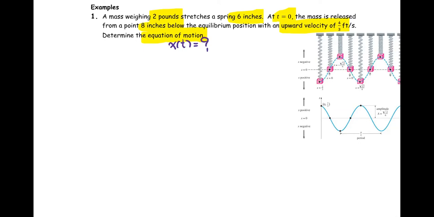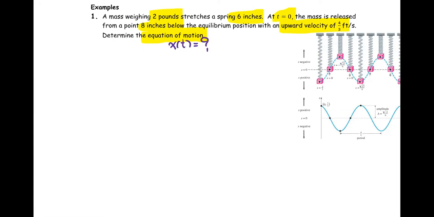Okay, x is the position at time t. And this one involves the pound, the foot, the inch, which is the English system, right? English system. So now from these pieces, we just pull out information.